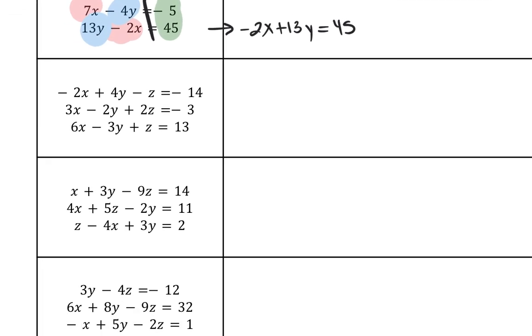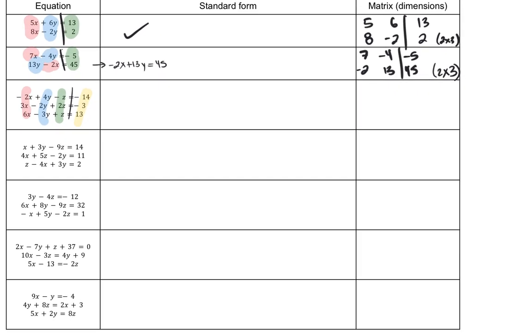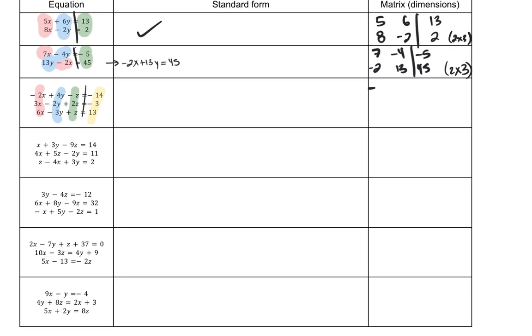On this next question, x's, y's, z's, equal sign, and constant. So that one's fine. You just have to bring it over for the matrix. -2, 3, 6, 4, -2, -3, -1, 2, 1, and -14, -3, and 13. This one has 3 rows, 4 columns.